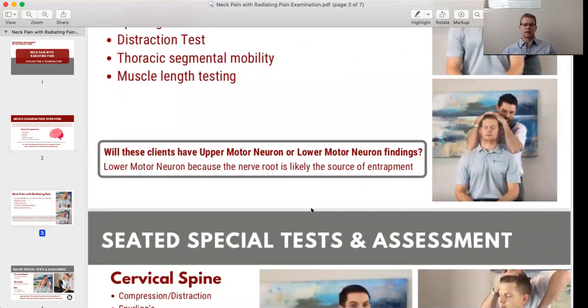The last thing, will these clients have upper motor neuron or more lower motor neuron findings? You would expect more of the lower motor neuron because it's going to be either a nerve root or a peripheral nerve that's getting entrapped. And I'm hoping that I wouldn't see any upper motor neuron issues, more like a cervical myelopathy, because while we can treat those people, we know cervical myelopathy naturally progresses over time. You also just want to make sure that if they have signs and symptoms of upper motor neuron issues, you're having them also co-evaluated by a physician.